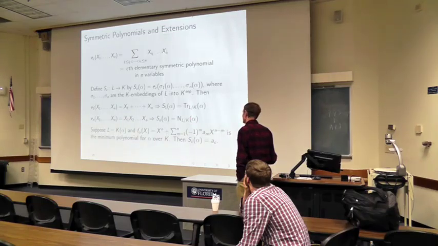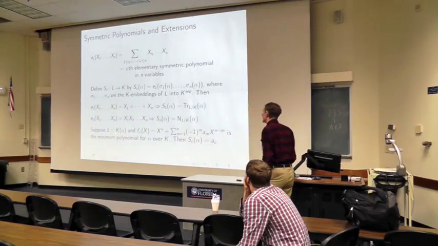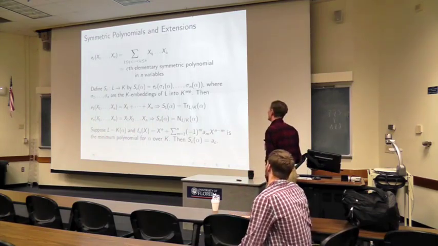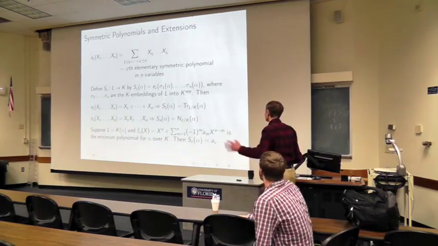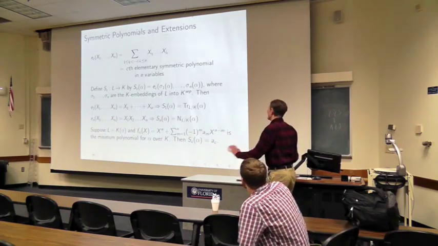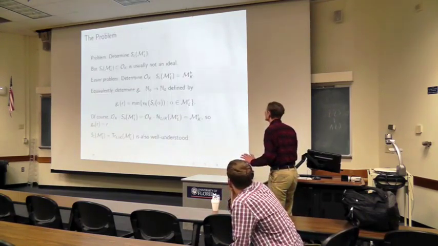Okay, and then, of course, this is the basic fact: if L is generated over K by alpha, so alpha is a primitive element for L over K, then the minimum polynomial for alpha over K can be expressed in terms of the S sub c of alpha. So that's of course well known.